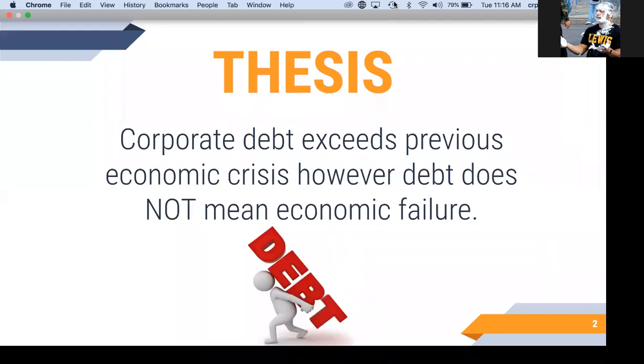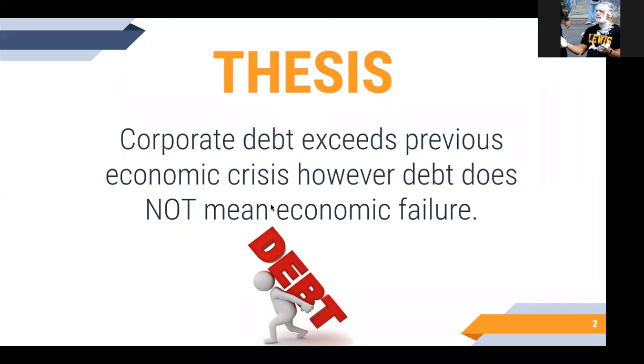This is just a sample, and then you can tell me if you think this is an acceptable or stellar presentation. So their thesis: corporate debt exceeds previous economic crises. However, debt does not mean economic failure. First, grammar and punctuation. There should be a semicolon and a comma here. Debt does not mean economic failure, okay? So from my perspective, they're trying to argue that although corporate debt exceeds previous crises, the debt should not lead to an economic downturn.